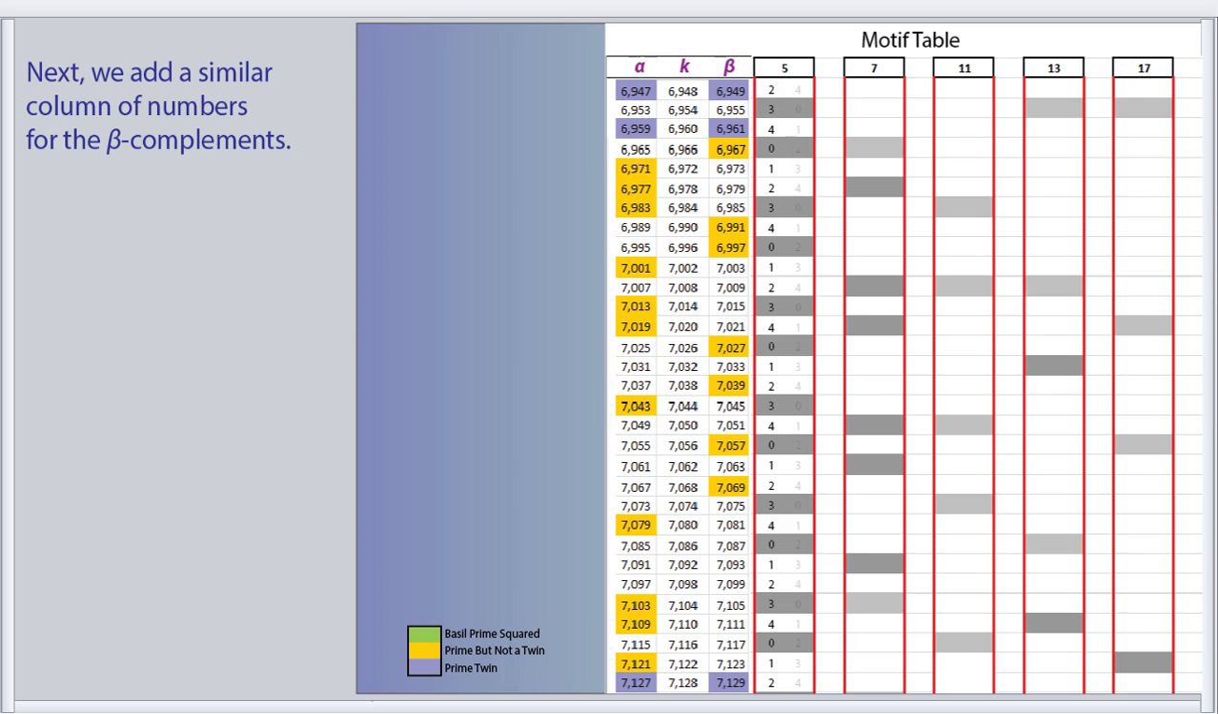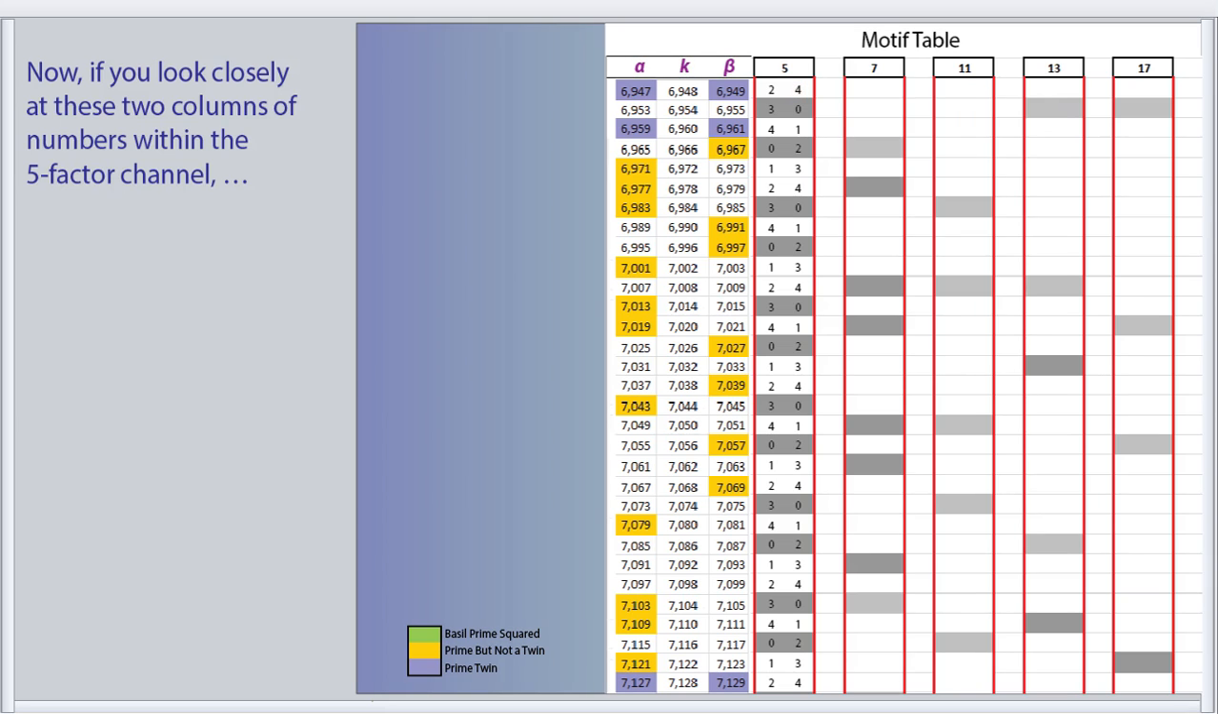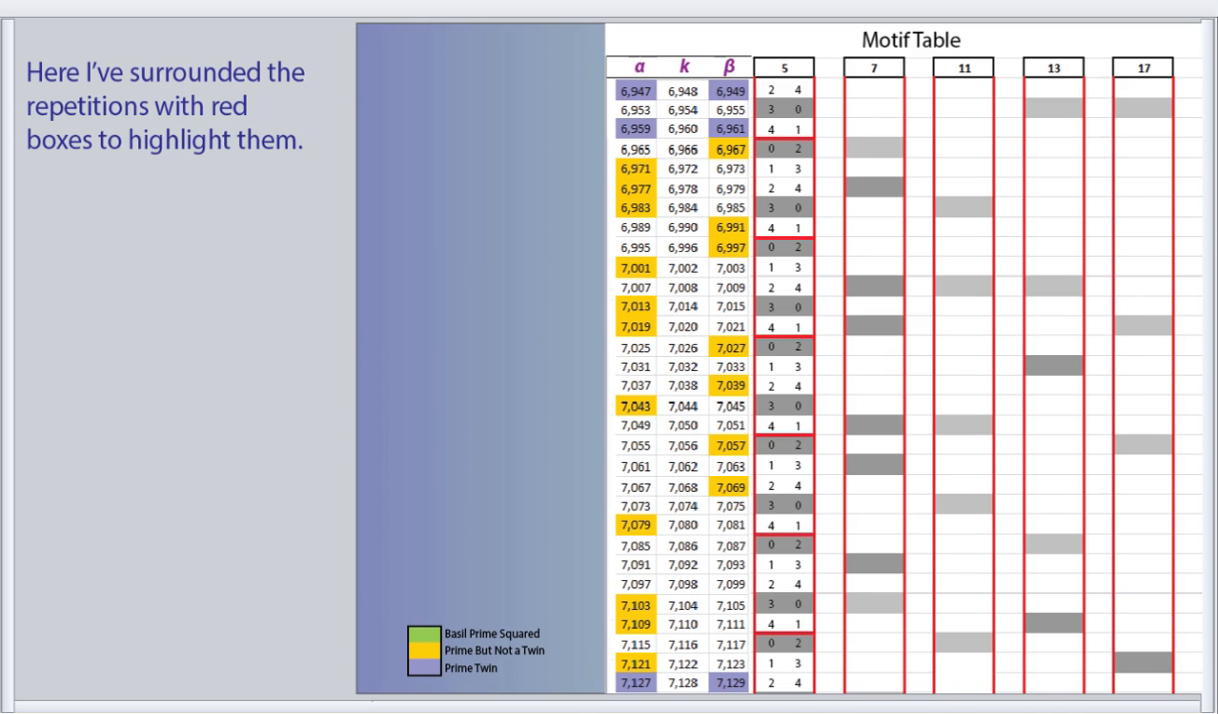Next we add a similar column of numbers for the beta complements. So 6949 divided by 5 gives 1389 with a remainder of 4, and so forth. Now if you look closely at these two columns of numbers within the 5-factor channel, you will notice that they consist of repeating patterns. Here I've surrounded the repetitions with red boxes to highlight them. I call these repeating patterns motifs.